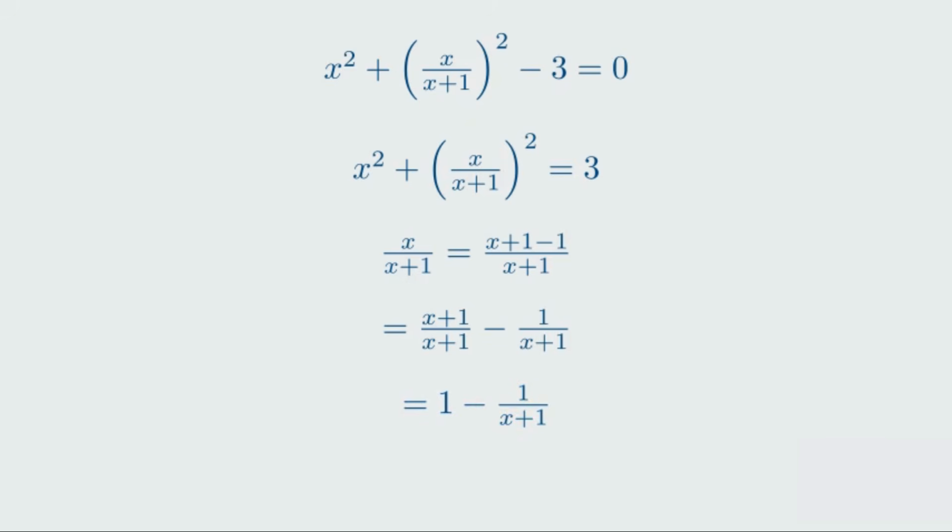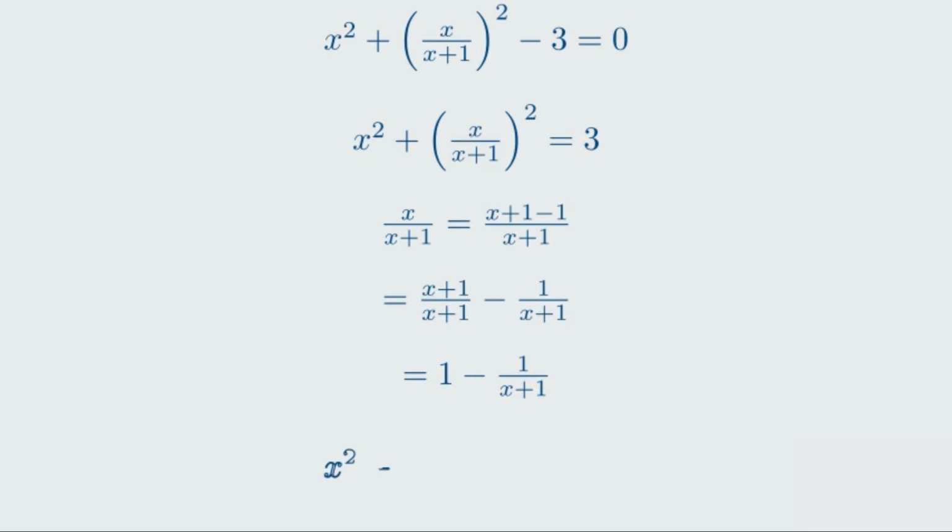Now, let's substitute this new expression back into our original equation. Our equation is now x squared plus the square of the quantity 1 minus 1 over x plus 1 equals 3. This looks a little cleaner. Okay, we've done some initial simplification. Now here's where the substitution comes in. Let's look at our equation again. We have x squared plus the square of the quantity 1 minus 1 over x plus 1 equals 3.